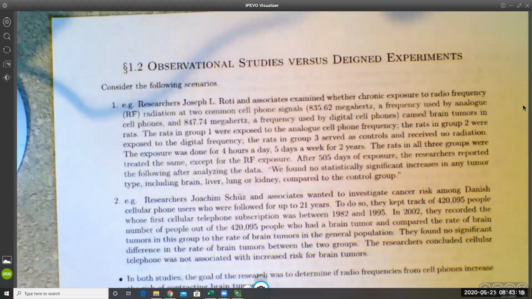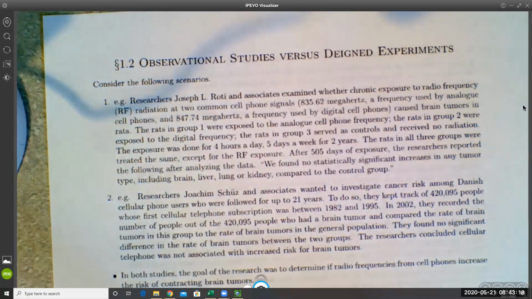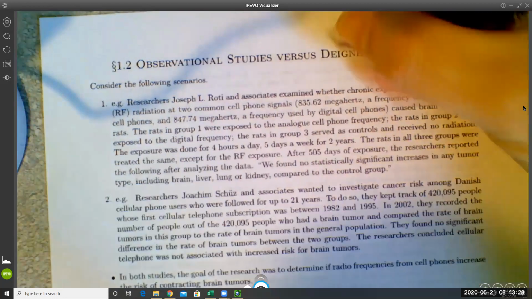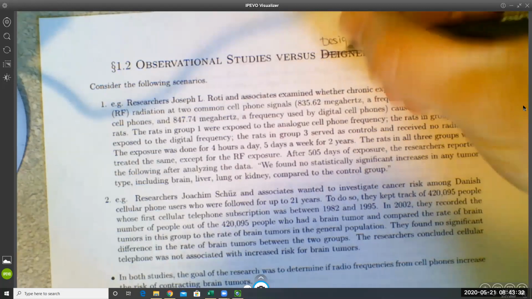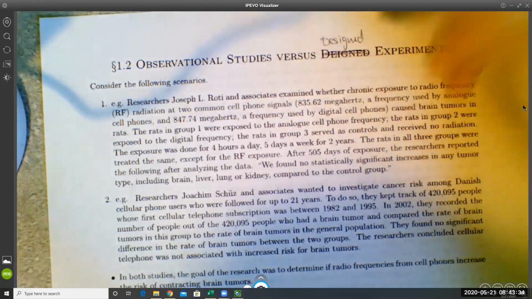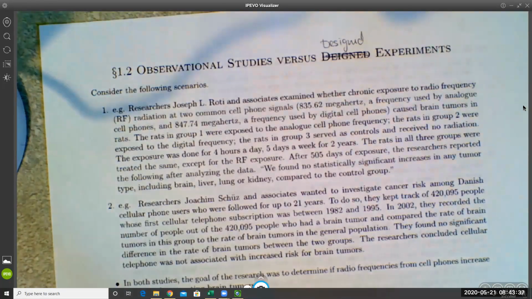All right. So let's talk about section 1.2, which is about observational studies versus designed experiments. This is a really pretty quick little section. Oh, that should say designed, right? That should say designed right there. Designed experiments. Yeah, there will be some typos here and there in these notes, but anyway. Observational studies versus designed experiments.